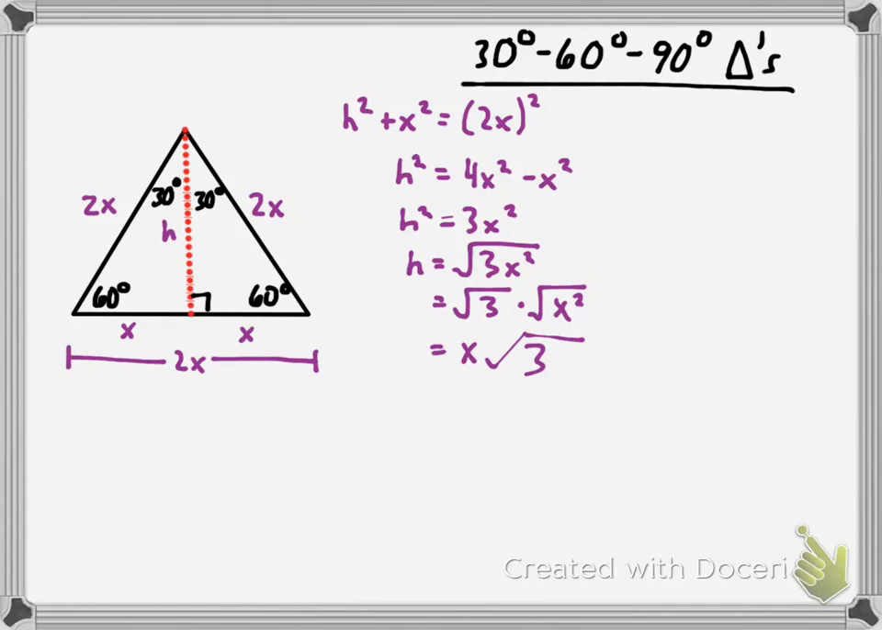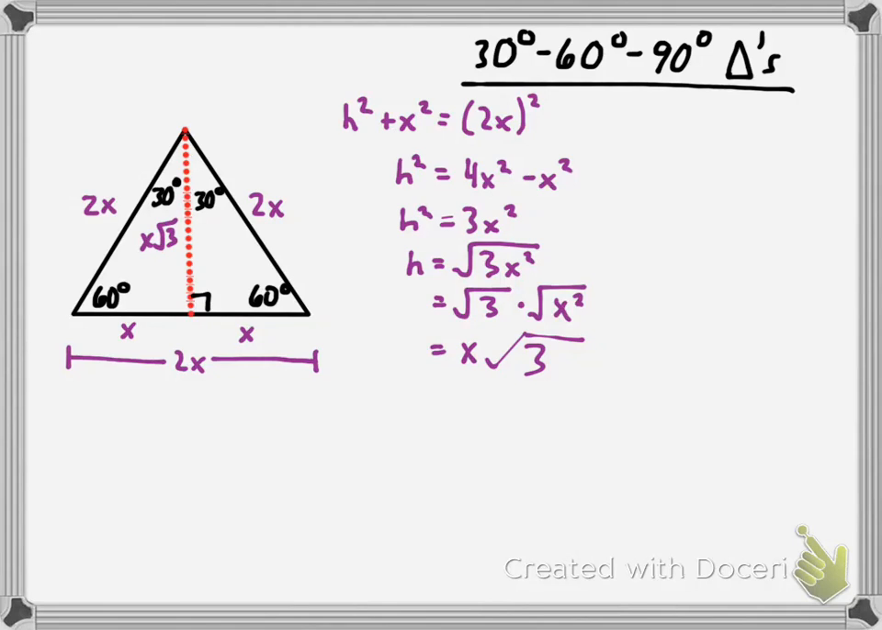Alright, so what does that tell us then, really? That tells us that this longer leg, the side of the right triangle that's opposite this middle angle, the longer of the two legs, is equal to the shorter leg times the square root of 3. Now, this is always going to be true.